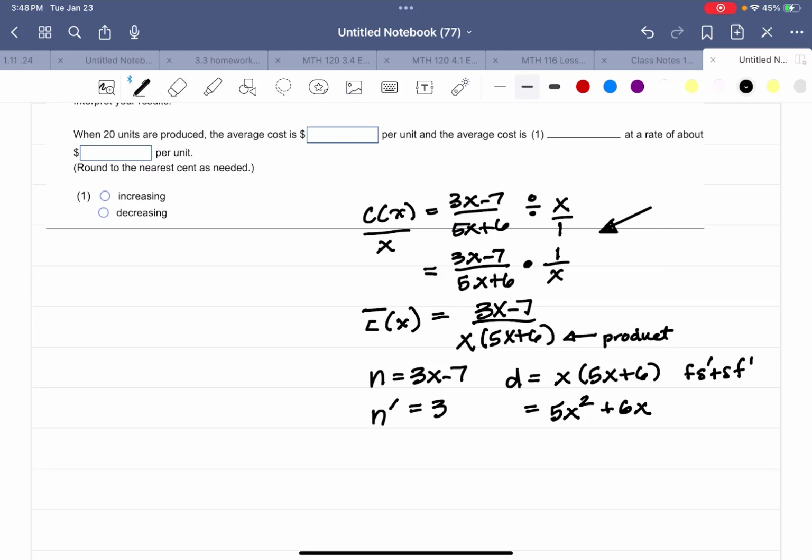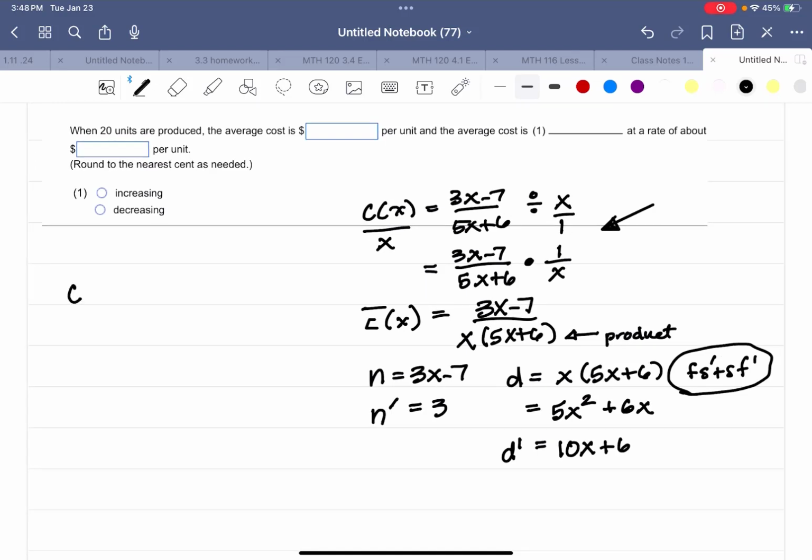Now, as I have recommended prior to this, use the product rule when you have a binomial times a binomial and don't fold it out. You need some practice with this formula right here. All right, now I've got to find the derivative of the denominator, 10x plus 6.